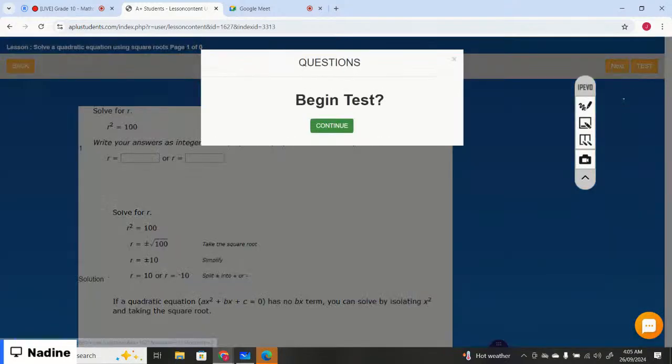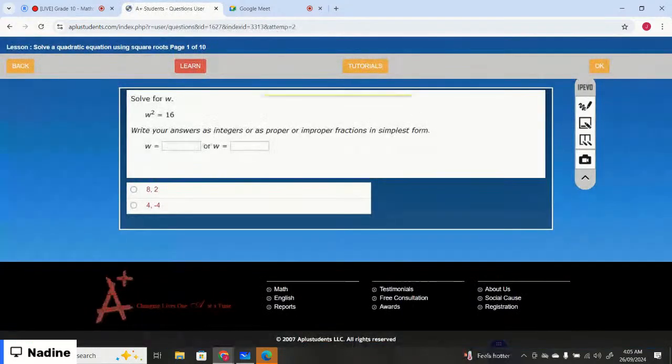Let's start with the test questions. You can have a look at the tutorial yourself later today. That is already solved, right?